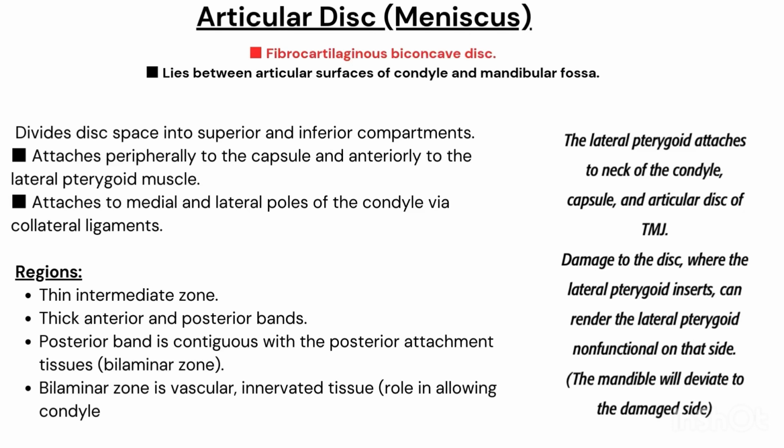It is innervated tissue. So the lateral pterygoid muscle attaches to the neck of the condyle, the capsule and the articular disc of the TMJ. So if there is damage to the disc where the lateral pterygoid muscle inserts, it can render the lateral pterygoid non-functional on that side and the mandible deviates to the damaged side.